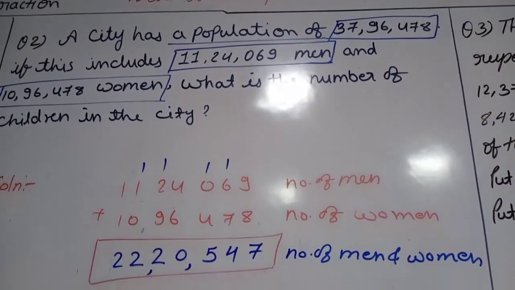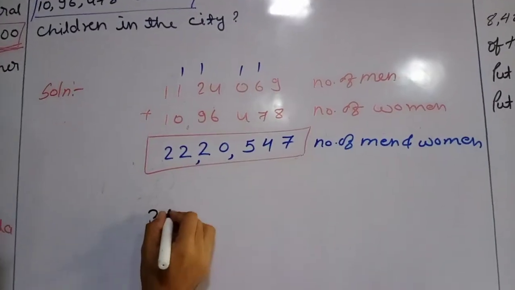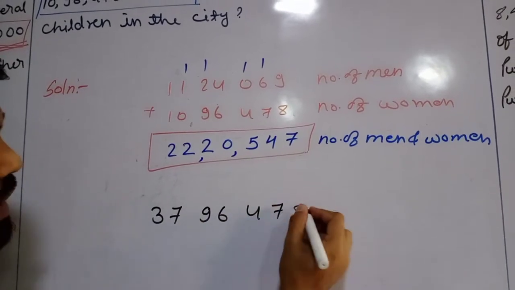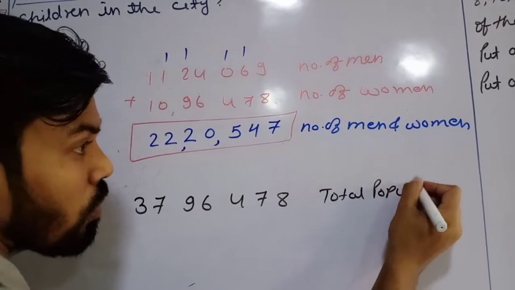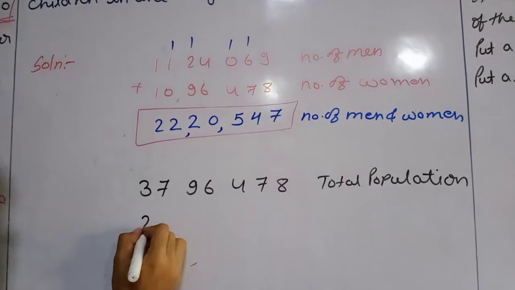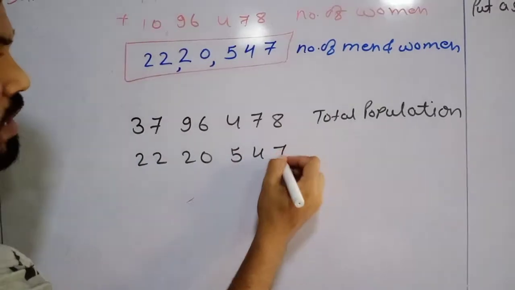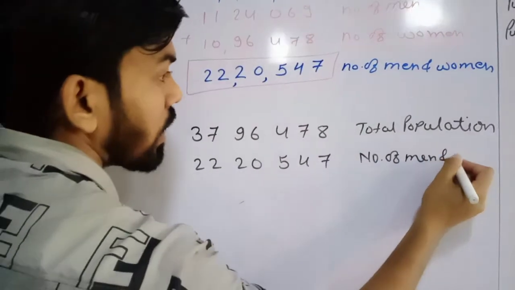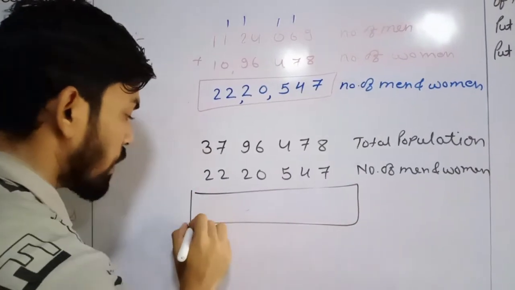Now we can easily find out the number of children. So 37,96,478, that is the total population. Then we have 22,20,547, the number of men and women. Now we can do the subtraction over here.